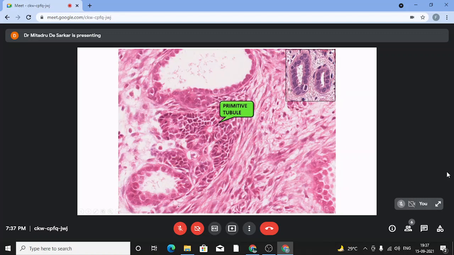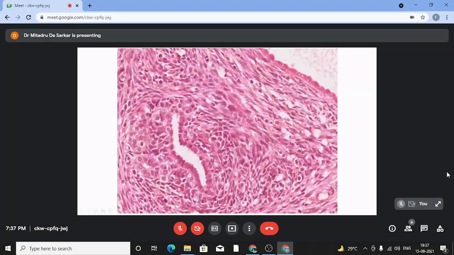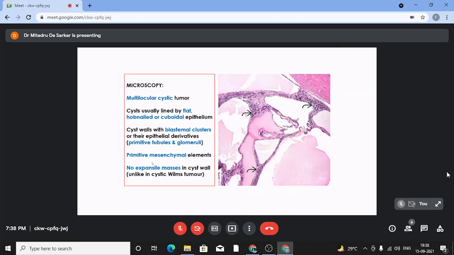Compare these to the mature tubules, where you see a healthy amount of eosinophilic cytoplasm in the cells lining the tubules. So over here you have a tubule which is surrounded by immature blastemal cells, and one or two immature tubules at the same time. So that's all that you will see in this particular entity.